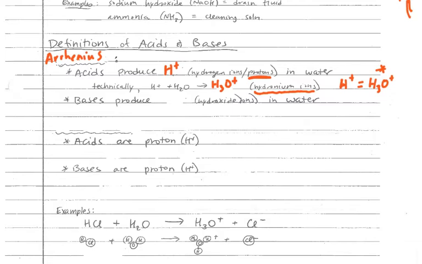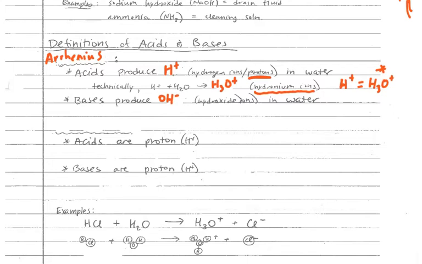Now bases produce hydroxide ions. Hydroxide are OH- ions when they go into water. And that was Arrhenius's definitions. Basically, his definitions were based on adding things to water. And acids produce H+, and bases produce OH-. And it's not that he was wrong, it's just that his definition was somewhat limited.